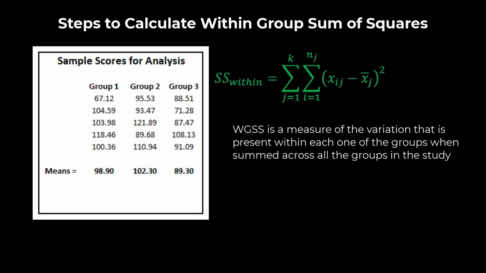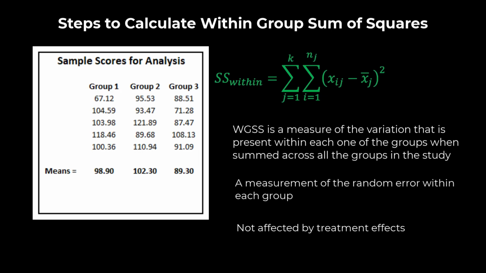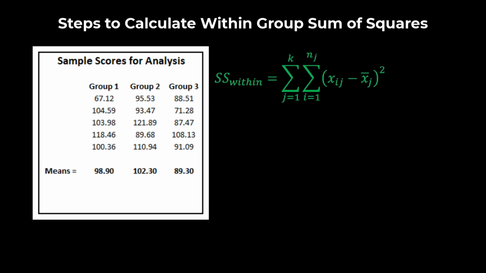The within-group sum of squares is a measure of the variation that is present within each one of the groups when summed across all the groups in the study. As mentioned earlier, this variation measures the random error within each group and is not affected by the presence of treatment effects. Statistically, it represents the average amount that the scores within each group deviate from their group mean. Here is how it is calculated.